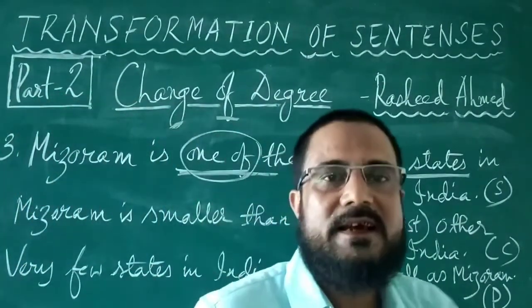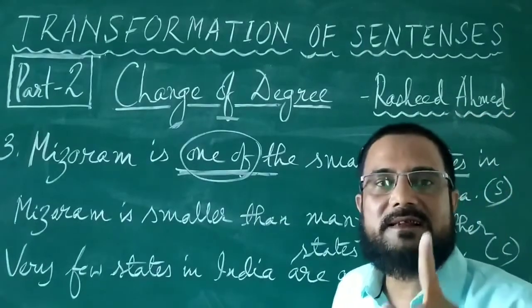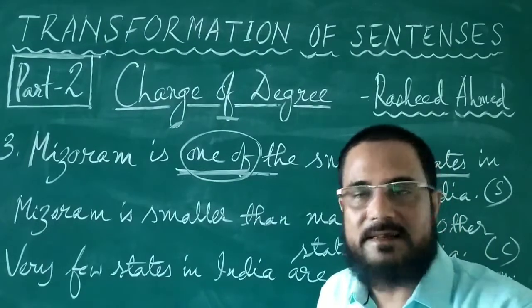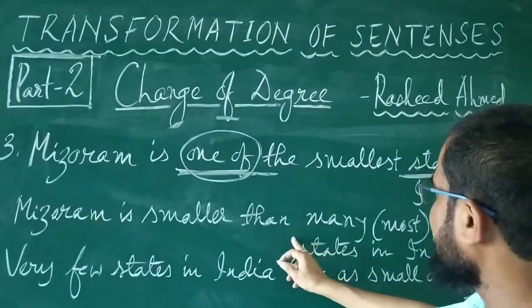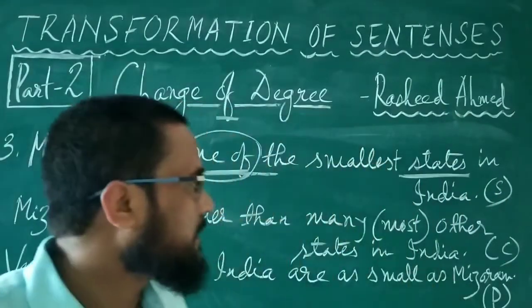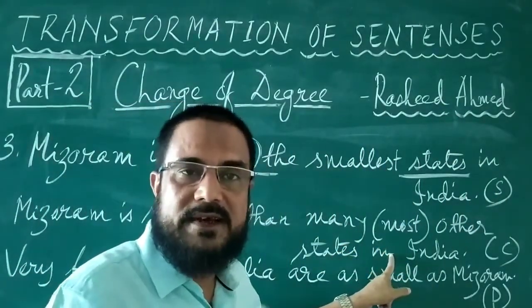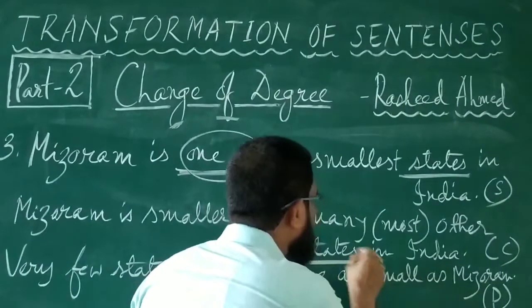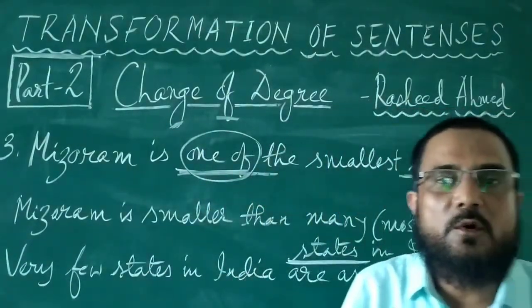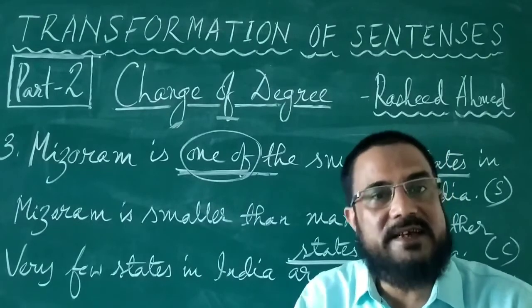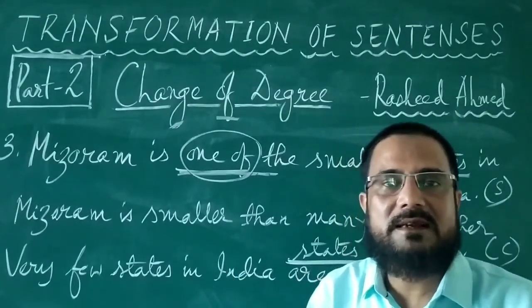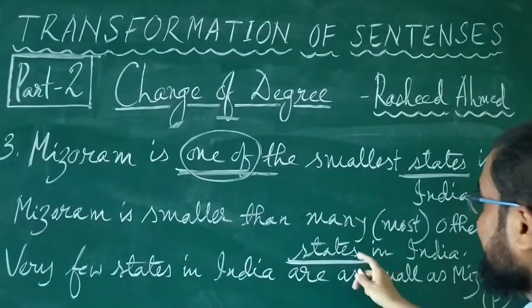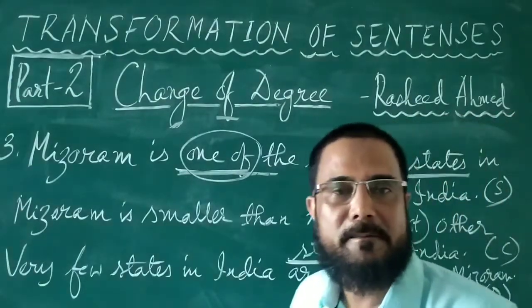The difference is that in number 1, Goa is smaller than any other. In number 2, February is smaller than any other. But here, Mizoram is smaller than not any other. It is many other or most other. In place of any, you have to write many other or most other. Then again, the noun is states. In number 1, Goa is smaller than any other state, singular number. February is smaller than any other month, singular number. But here, Mizoram is smaller than many other or most other states, plural number, in India.